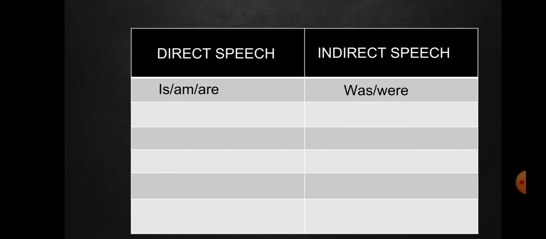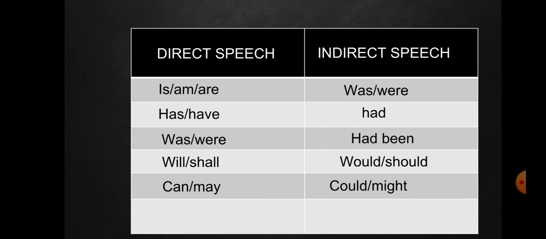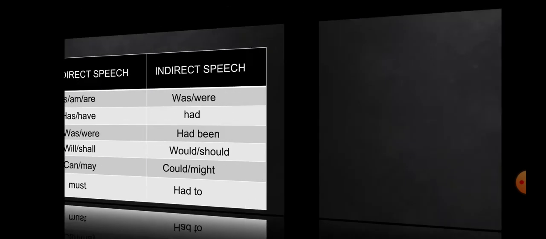Is, am, are changes to was or were accordingly. Have and has changes to had. Was or were changes to had been. Will or shall changes to would or should. Can or may changes to could or might. Must changes to had to.